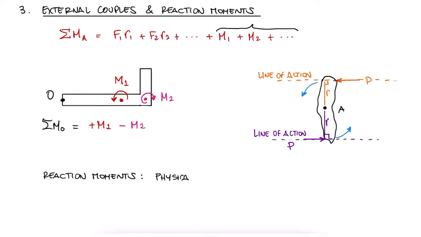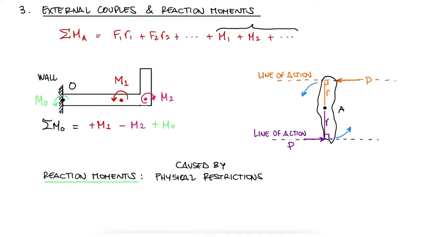The reaction moments are caused by physical restrictions to a body, and they are usually located around the point about which you're writing the sum of moments, and they can be displayed as a curved vector just like the external couples. Of course, you would also add the moments caused by the external forces, if any.